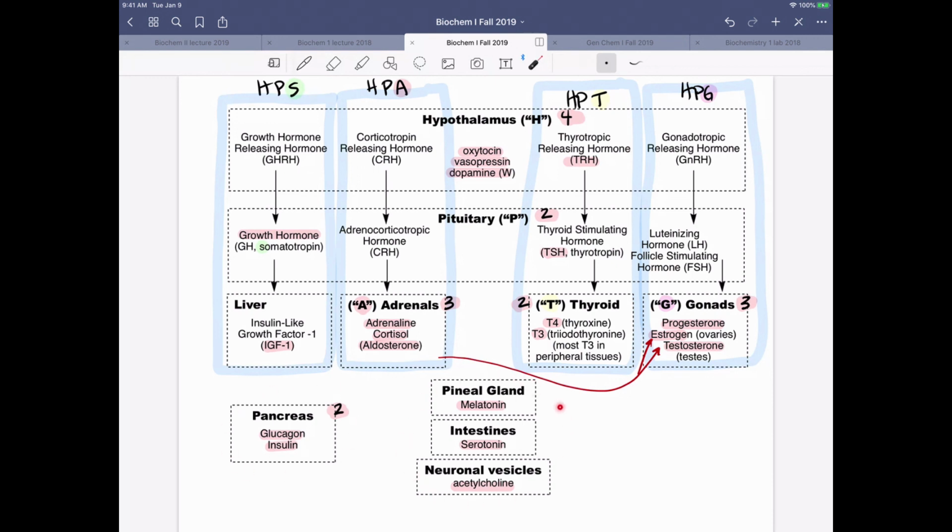And then three hormones that we have here that are what I call singles. They're produced in one gland. They're really not tied to anything else that we've talked about here in terms of the hypothalamus, pituitary, or their downstream effector glands. But again, the pineal gland is responsible for producing melatonin. A lot of the serotonin in your body is actually produced in your intestines, and not really a hormone per se, but involved in this process is acetylcholine as a neurotransmitter, a primary neurotransmitter that's produced in neuronal vesicles.